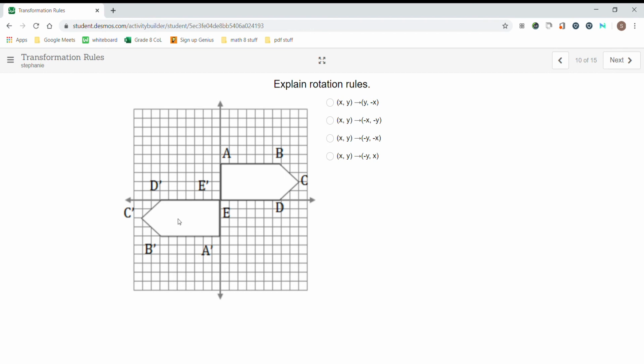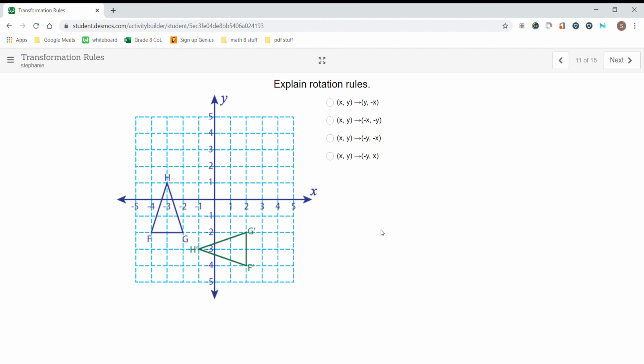We're going to look at C prime. 1, 2, 3, 4, 5, 6, 7, 8, 9. Negative 9, negative 2. So C was 9, 2. C prime is negative 9, negative 2. So my order stayed the same. So X and Y did not switch places, but they did both become negative. So I went 180 degrees because I rotated not once, but twice to get over here. So that is when X and Y stay the same, they just become negative.